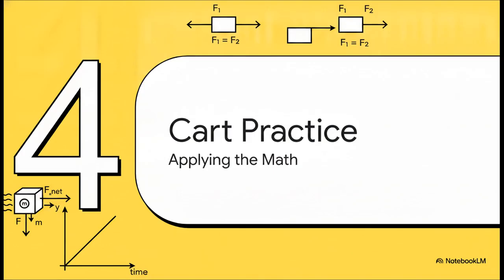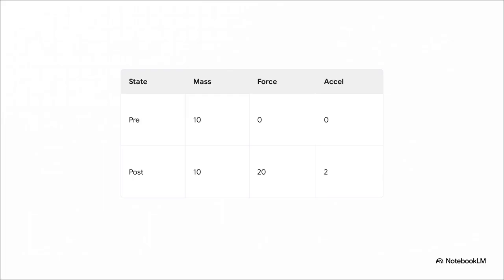Moving to section 4, cart practice. Let's apply the math and see how this actually works. Let's run through a practical example with a cart on a track. Before a push, our cart has a mass of 10 kilograms. The net force is 0 newtons, so predictably the acceleration is 0 meters per second squared. It's coasting along at a constant state.